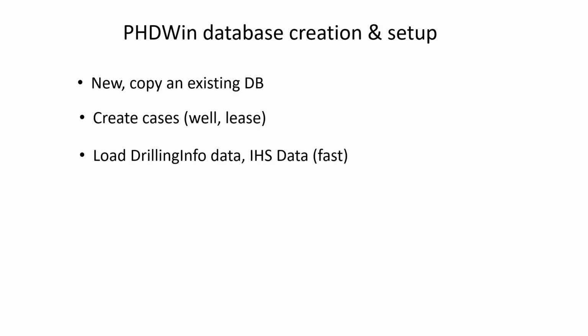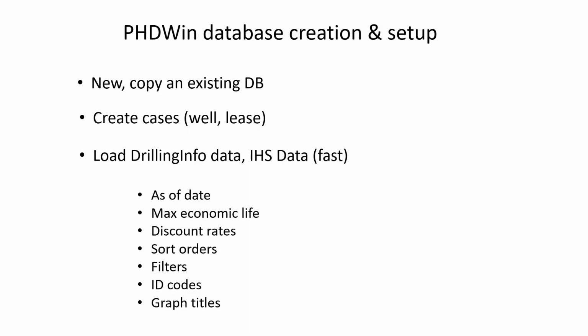You can also load production data into PHDWin from the commercial sources, because you can bulk download it and then load it in fast. So it really works good using the commercial production data to create cases. Some of the things you have to watch are the as of date and discount rates. And I'm going to go over sort orders, filters, ID codes, and graph titles in this presentation.